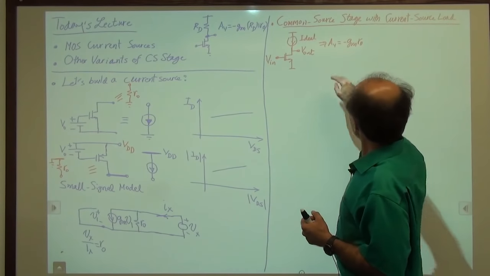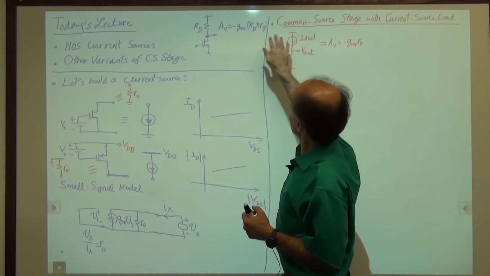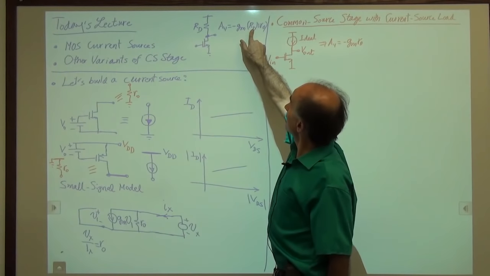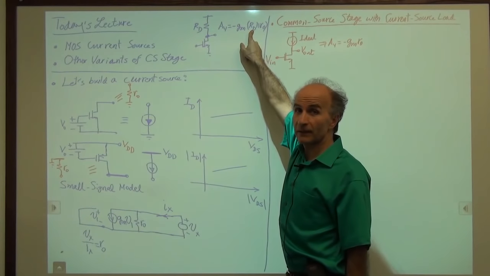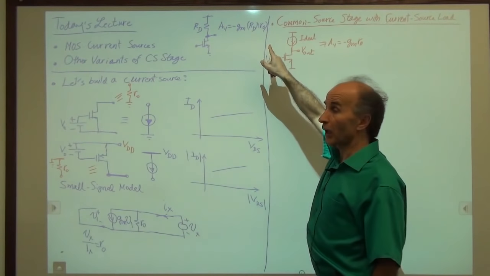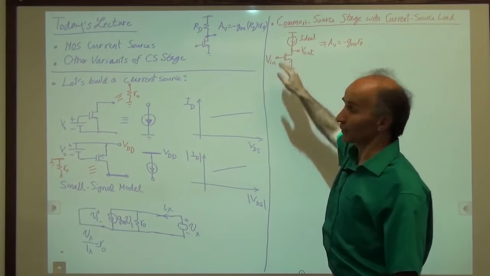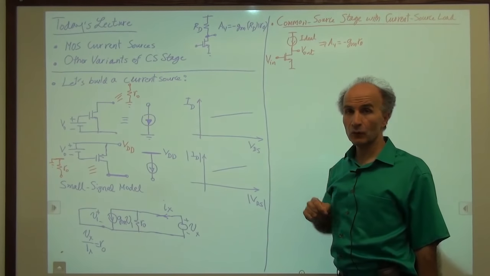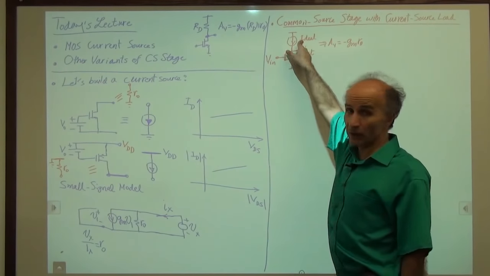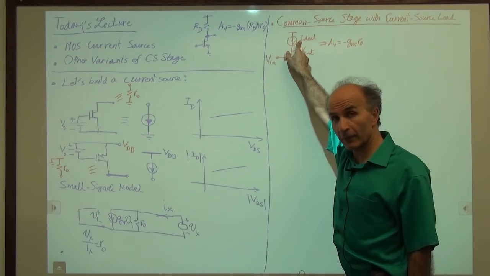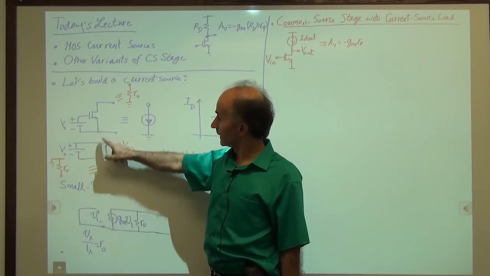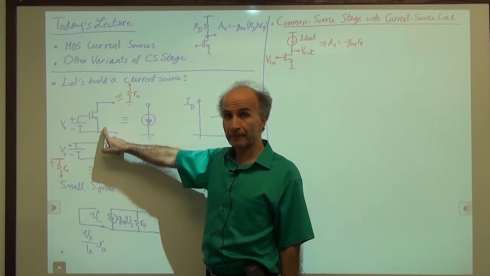So, if you compare this topology with this topology, what we see is that RD simply reduces the gain. Right? So I would like to not have RD, and that's why I replace this RD with the current source to maximize the gain. Now, unfortunately, we cannot buy an ideal current source. We have to go and see how we can implement it. And we just saw, well, we can implement it like so. Which one of these should I put there?